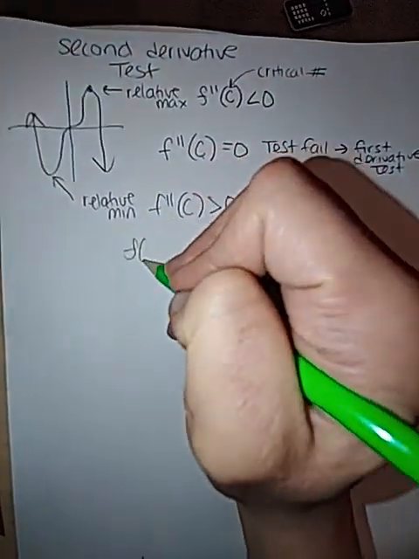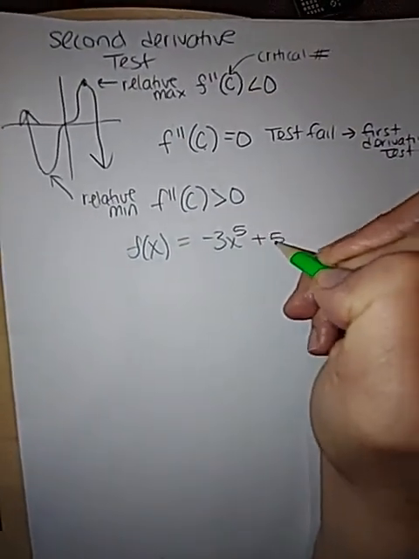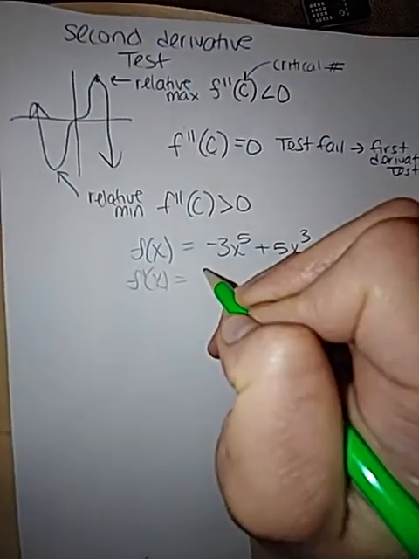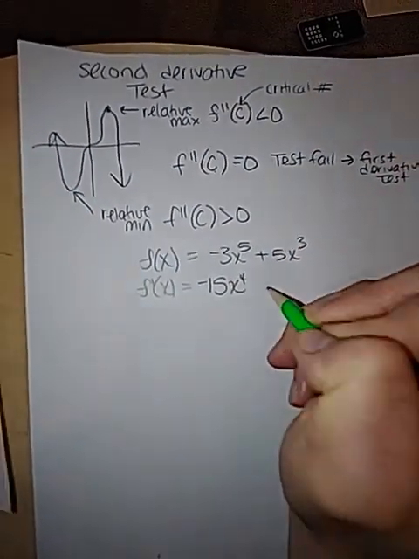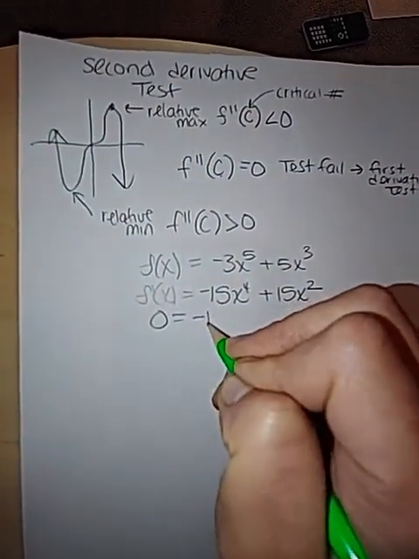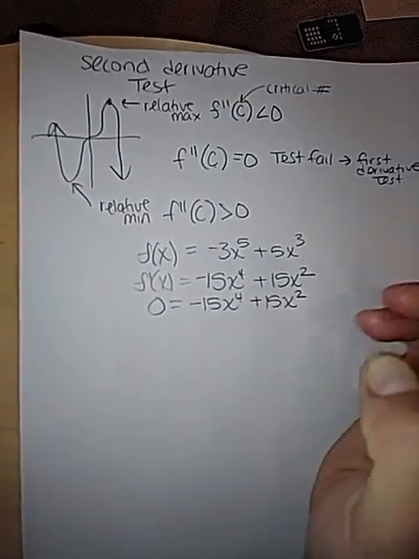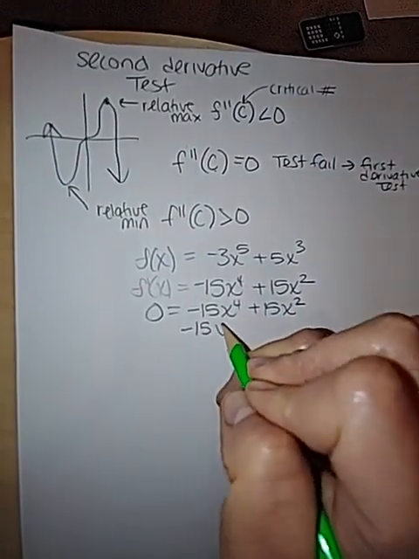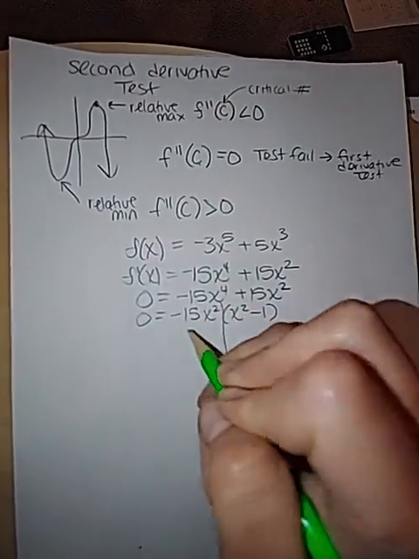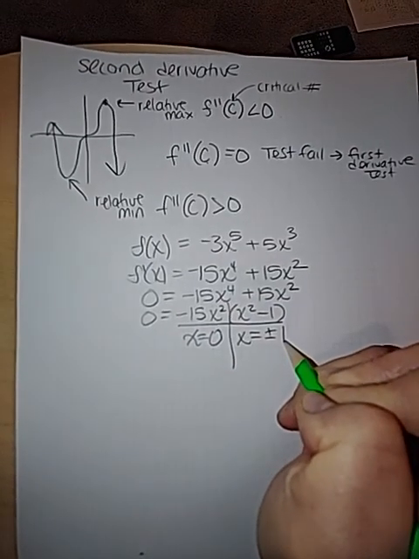All right, so let's take a function. f of x is equal to negative 3x to the 5th plus 5x to the 3rd. All right, so I'm going to take the first derivative because I need to find my critical numbers. Okay, setting the first derivative equal to 0, I can take out a negative 15x squared. I get x squared minus 1. Set them both equal to 0. I get 0 and plus and minus 1. Those are my critical values.